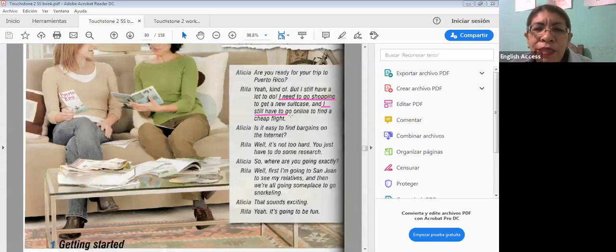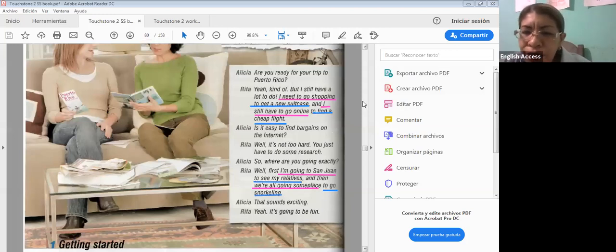Let me underline first some sentences. Going to. Okay, well, here I underline some sentences. Some of them are in pink, the other ones are in blue. Let's start with the first one. I need to go shopping to get a new suitcase. Then, number two, I still have to go online to find a cheap flight.